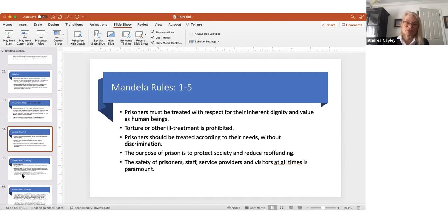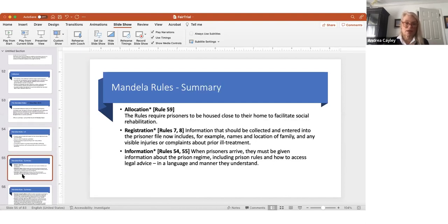So they have a right to see staff, have assistance. Allocation, rule 59. The rules require prisoners to be housed close to their home to facilitate social rehabilitation. So the closer they are to their families, to getting jobs afterwards, this is considered very important. So sending somebody from Moscow to Siberia is completely a violation of this Mandela rule.